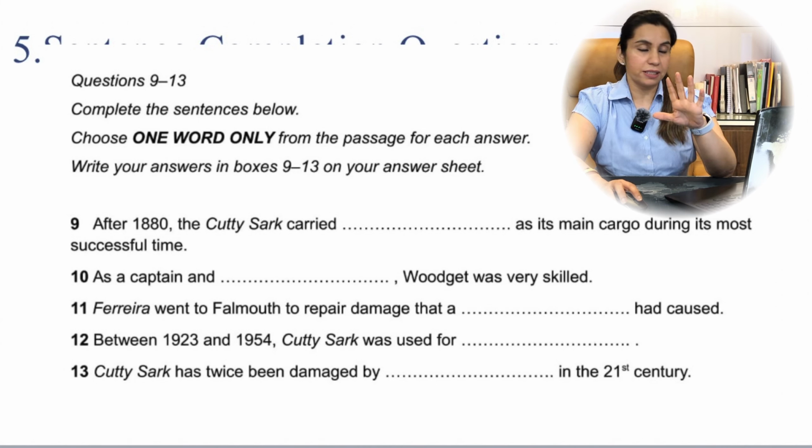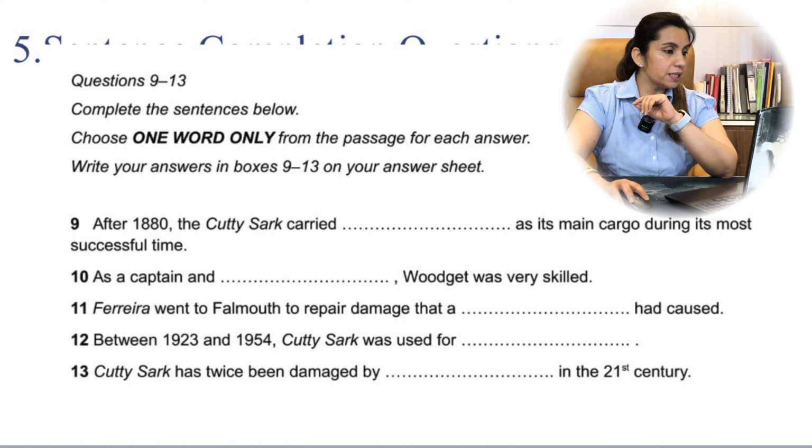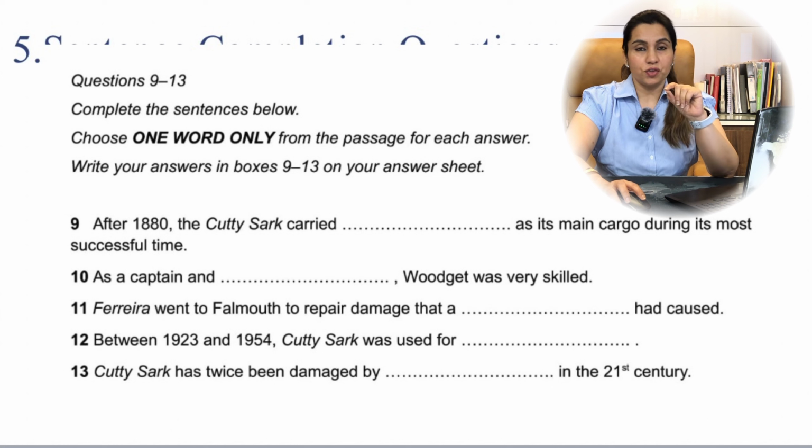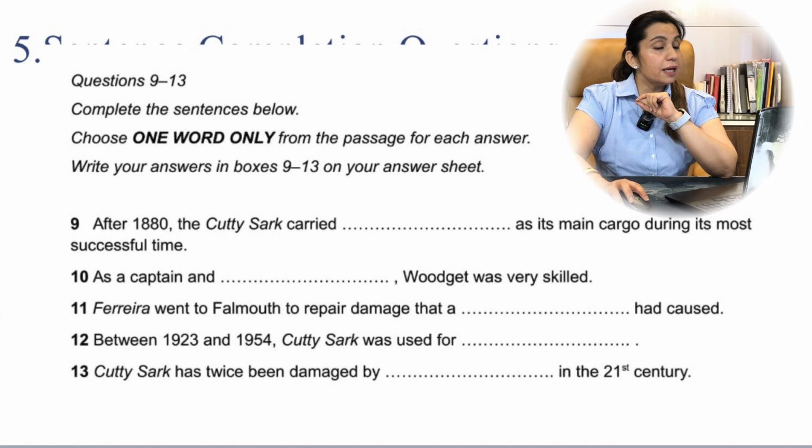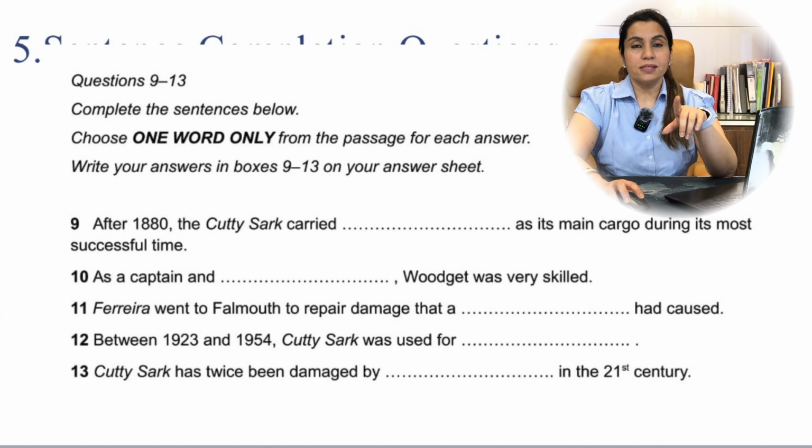There is no separate block that is given to you. Now if we read this, it says complete the sentences below, and there is another instruction which you need to read in every question type, which is how many words you need to answer. Now it says choose one word only. If you write more than one word, then your answer will be incorrect.